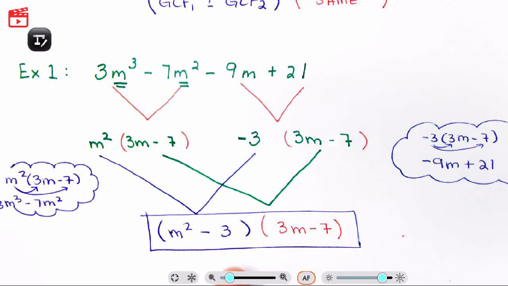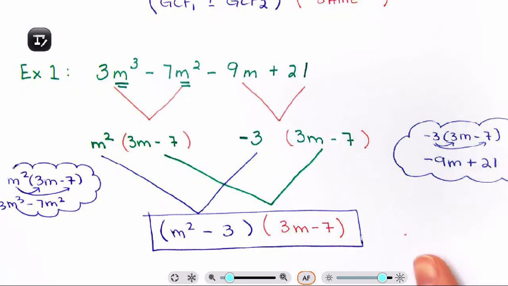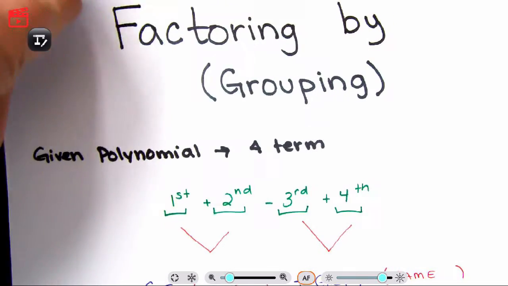Typically, you can factor further if you have 1 here. 1 is one of our numbers that we really, really love and hate at the same time. But that is it, and you have factored by grouping. We're going to do one more example. Let's do example number 2.